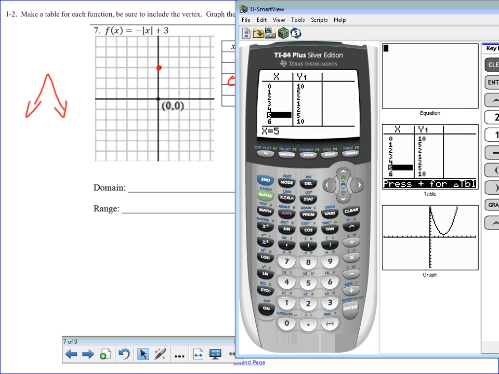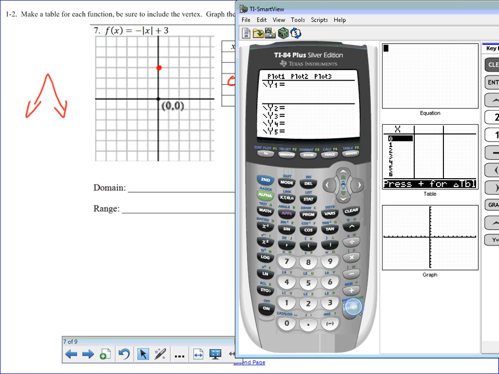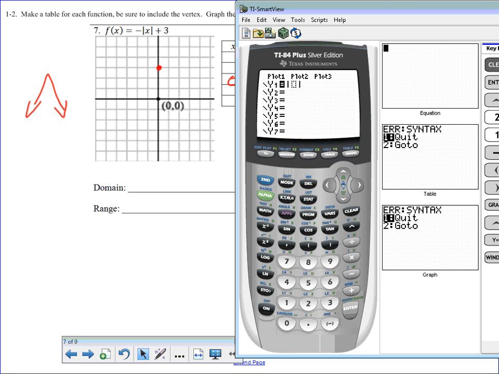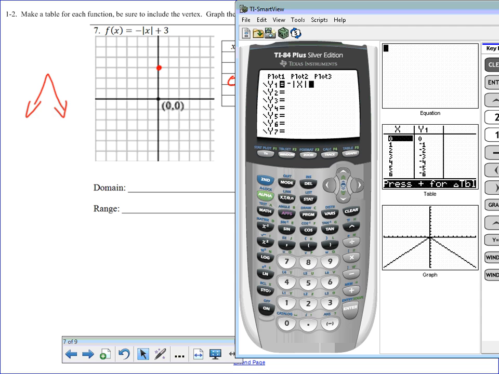So go back to y equals, clear what was there. Now, a lot of us forget how to do absolute values. So remember, the easiest way is to do alpha F2. And there are my absolute value bars. Now the negative was in front. And remember, when it's a negative like that, whoops, I erased it. It's not the minus symbol. You actually have to use the negative button that's down here on the bottom. Now we have to arrow outside the absolute value, plus 3.